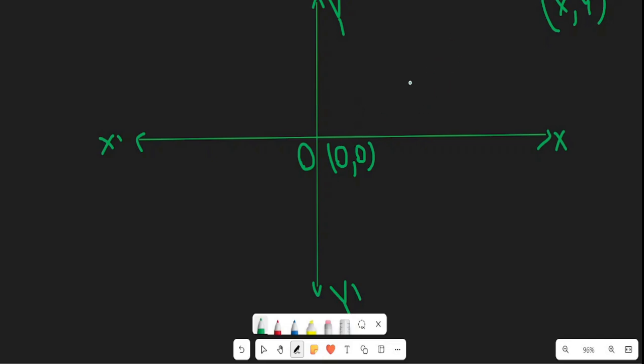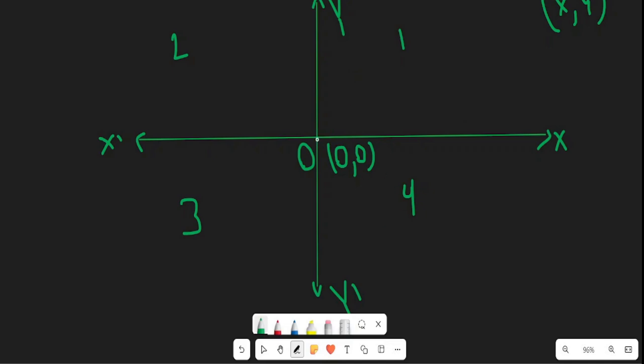At first, we have to know about the four quadrants of the Cartesian coordinate system. Here we can see that the coordinate system has divided our plane into four quadrants. This is the first quadrant, this is the second quadrant, this is the third quadrant, and this is the fourth quadrant.